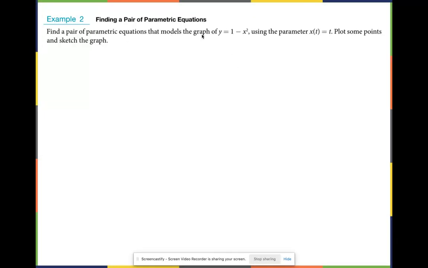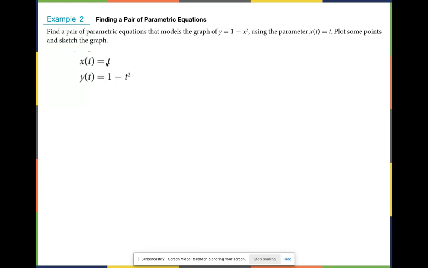Find a pair of parametric equations that models this graph using this parameter, plot some points. This is going to be very similar. They tell us the x of t equation, and it's just the straightforward x of t equals t. Now this is also a parabola. Looks like it's reflected, right? So it opens down and is shifted up by 1.